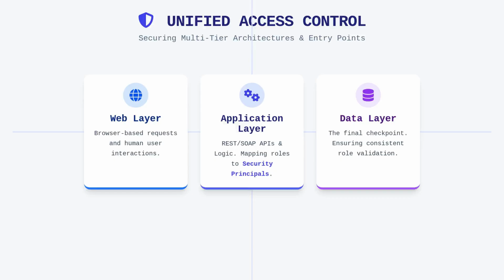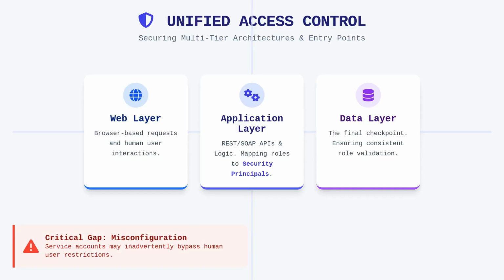If you misconfigure the gateway, you might inadvertently allow a service account to perform operations that are restricted for human users, creating a significant security gap. Therefore, it is imperative that your security model spans every entry point of the infrastructure, ensuring a unified policy that remains enforceable regardless of whether the request originated from a browser, a third-party application, or an automated batch process.